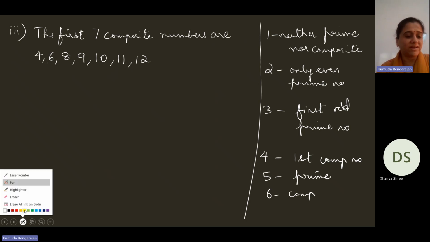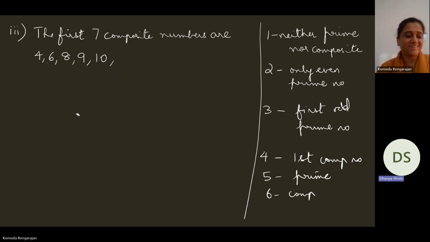11 is prime. Sorry, I wrote 11 by mistake. 11 is prime because the factors of 11 are 1 and 11 itself. So 11 is a prime number.